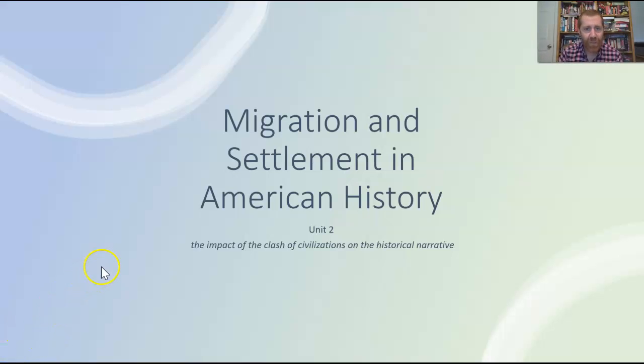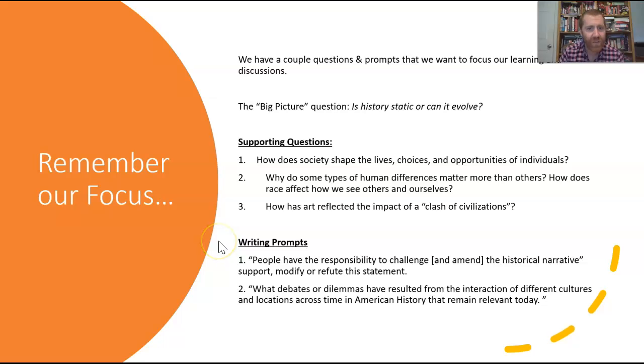All right, so just a couple things here. Remember the focus is the impact of the clash of civilizations on the historical narrative. We do have a couple questions and prompts that we want to focus our learning and discussions on. Remember, the big picture question is: is history static or can it evolve? The supporting questions, and we're going to get into this first one today, is: how does society shape the lives, choices, and opportunities of individuals? We'll get into that today, and we'll get a little bit more into it tomorrow or the next class period.